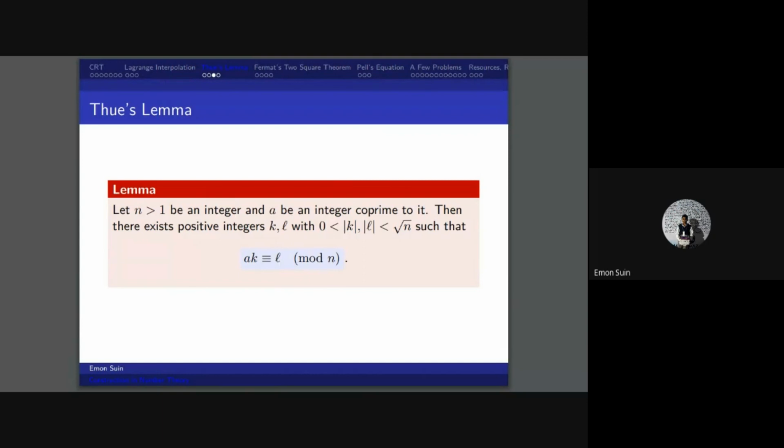Now, why do we need this mod k and mod l? Can anyone say? We could have simply written, as I had written, positive integers k and l with 0 less than k and l, which is less than root n. But why do we need this mod, and we are erasing this positive thing and writing simply mod k, mod l? Why do we write that? Can anyone say?